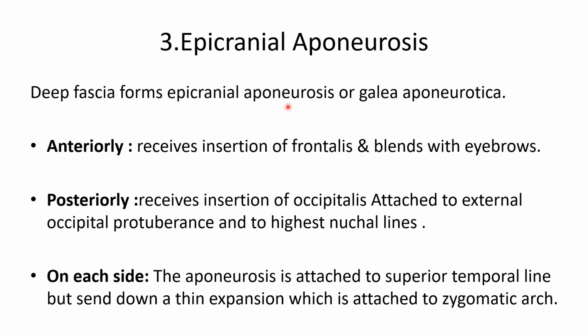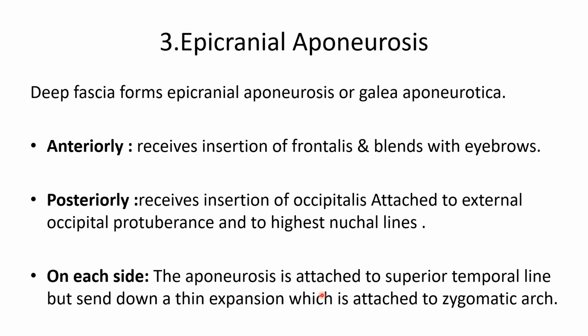So the aponeurosis in relation to the scalp is called epicranial aponeurosis or Galea aponeurotica. So this Galea aponeurotica or the aponeurosis of scalp also has got boundaries. Anteriorly, it blends with the eyebrows and receives insertion of the frontalis muscle. Posteriorly, it receives insertion of occipitalis, the occipital bellies, and posteriorly this Galea aponeurotica is attached to external occipital protuberance and to the highest nuchal lines.